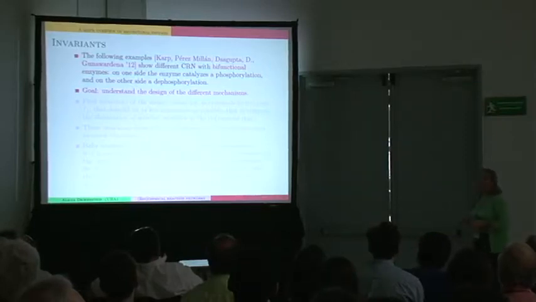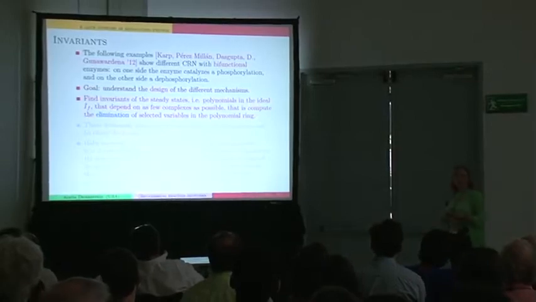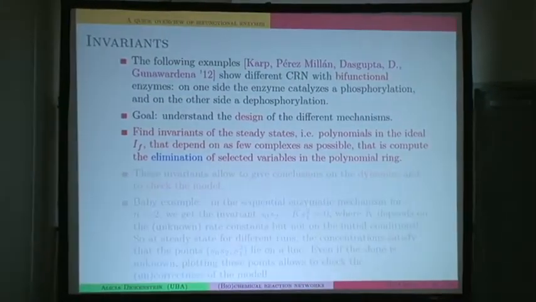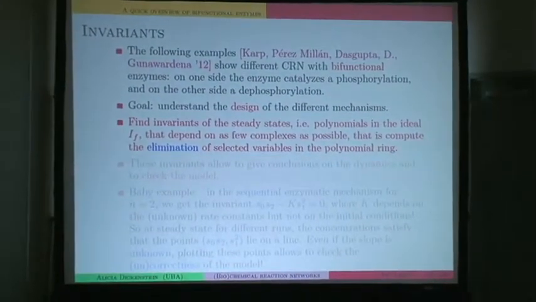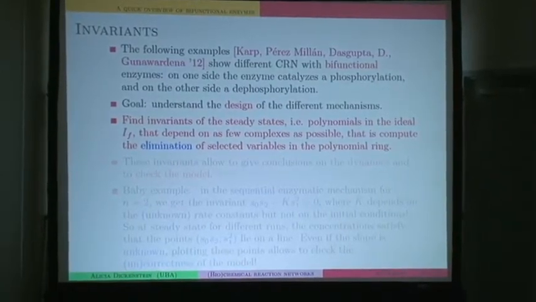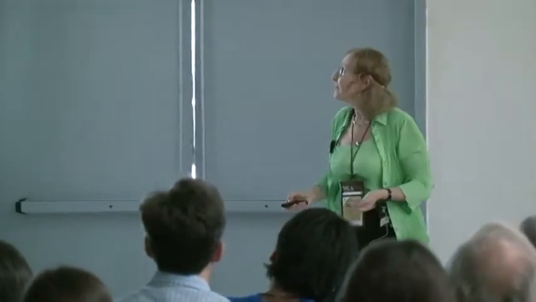So the goal is to understand the design of the different mechanisms. Any element in the ideal generated by the F is called an invariant, because it's a polynomial relation that has to be equal to 0 at any steady state of the system. We can just take the F's, but they are not interesting. In general, one can measure some variables, some of the concentrations but not others, so one would like to extract some invariant that only depends on a chosen group of variables. Algebraically, this is elimination of variables.